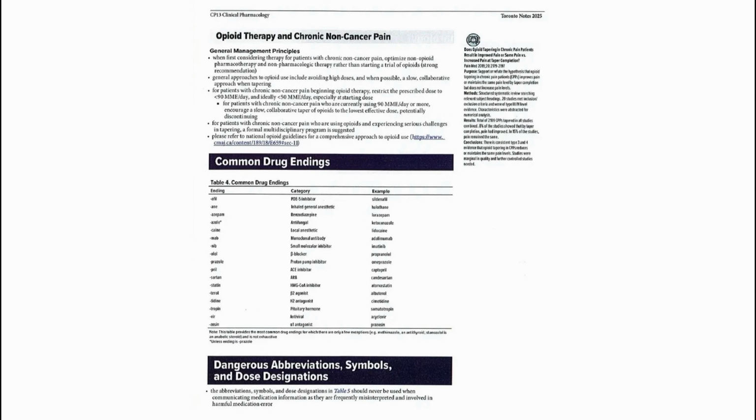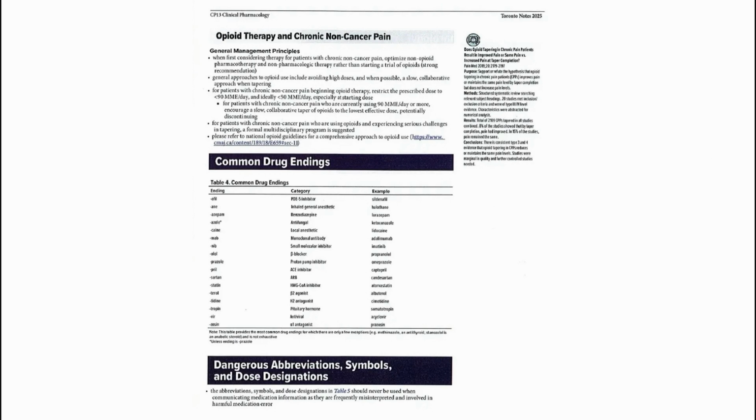Now let's move on to the next page, opioid therapy and chronic non-cancer pain. Chronic non-cancer pain includes long-term pain conditions such as osteoarthritis, chronic low back pain, neuropathic pain, and fibromyalgia. While opioids can provide pain relief, they carry significant risk including tolerance, dependence, opioid use disorder, overdose, and death. Therefore, current guidelines recommend careful and limited use.